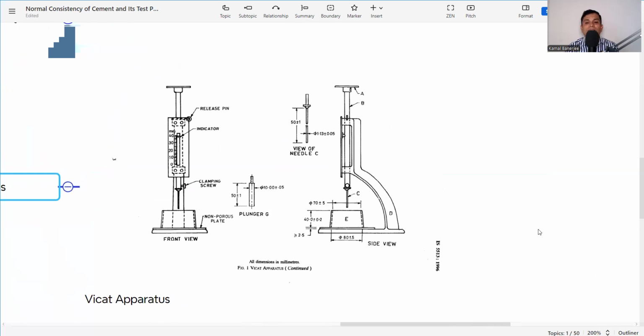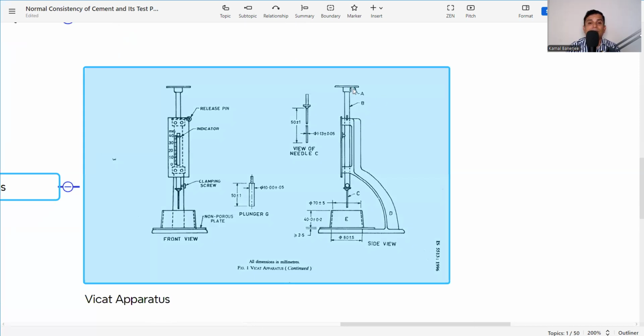Then the Vicat apparatus details, which we need to discuss slowly to understand what my instrument is. It is in IS 5513, 1996, that has already been discussed. So here A, B, C, D, E is the mold. Here is a non-porous mold, and there is a plunger G, and a needle. But in our case, we need to use the plunger G for this normal consistency of cement, and this is the indicator or the scale. Here it is coming 0 to 40.